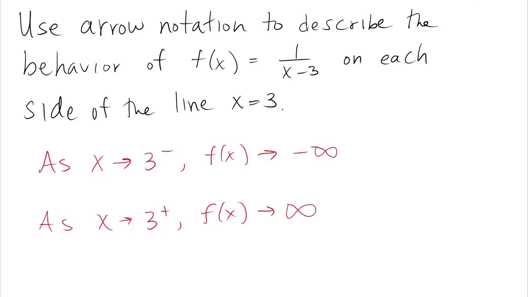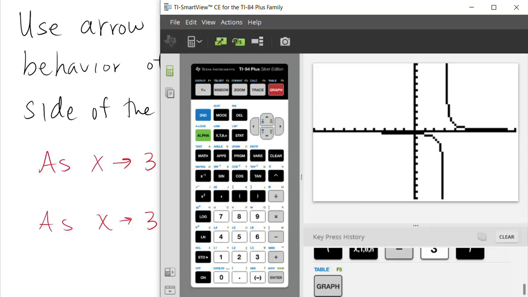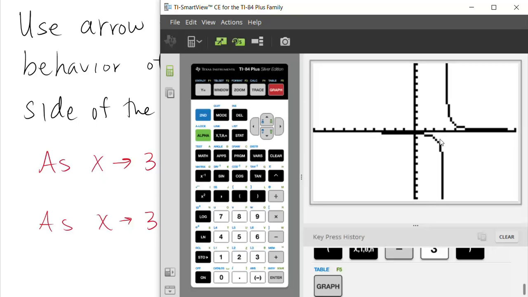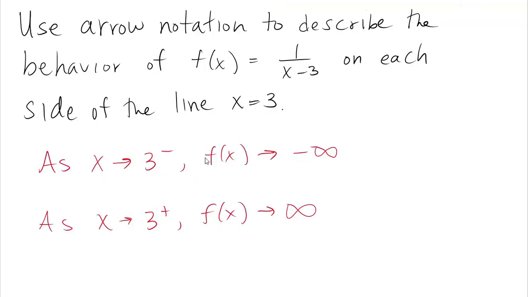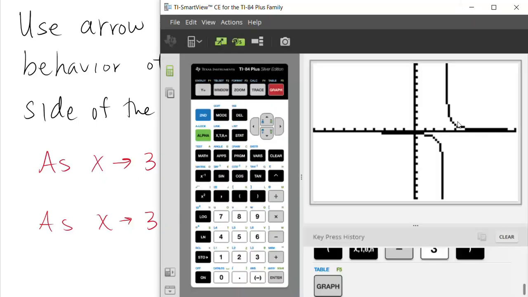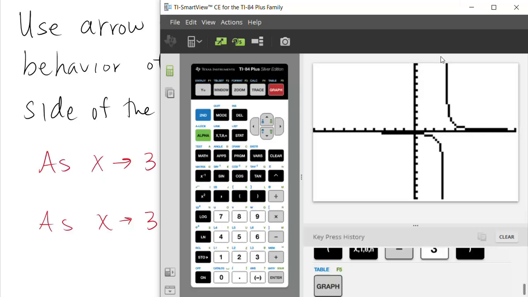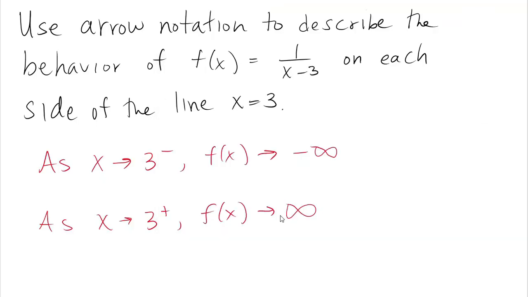Just to show you that our intuition is right, let me pull the graph back up. As we approach 3 from the left, the graph is tending down towards negative infinity, just like we said. As x approaches 3 from the right, the graph is tending up towards positive infinity, just like we said. We're able to figure that out using intuition because of the sign of the numerator and the denominator. We know that the function's either going to infinity or negative infinity. We just have to know whether the quotients are positive or negative in order to determine that.